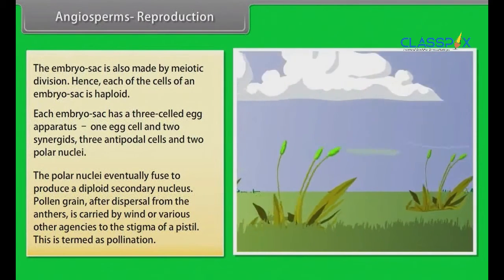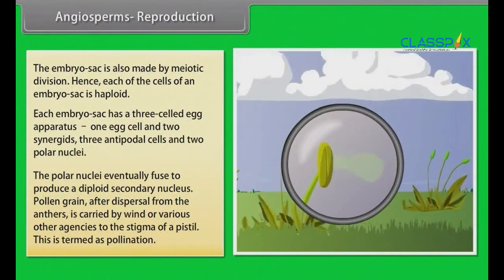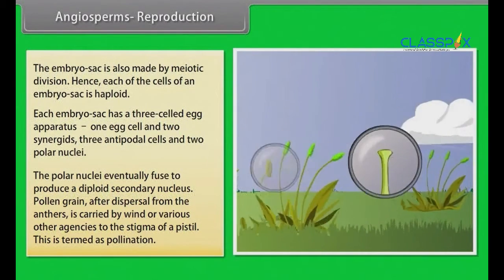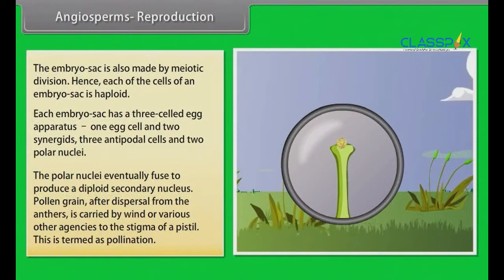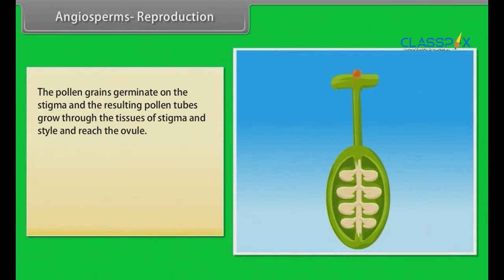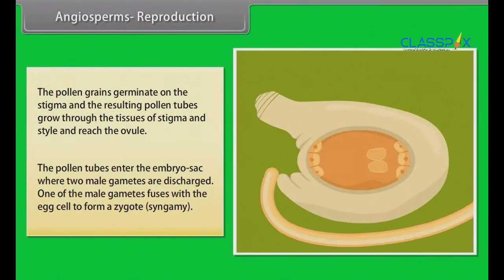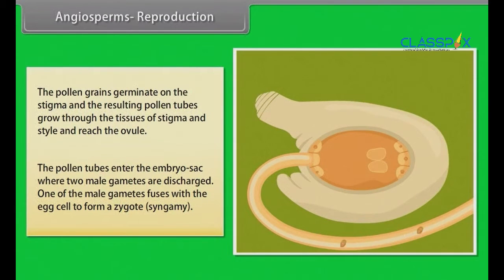Pollen grain, after dispersal from the anthers, is carried by wind or various other agencies to the stigma of a pistil. This is termed pollination. The pollen grains germinate on the stigma, and the resulting pollen tubes grow through the tissues of stigma and style and reach the ovule. The pollen tubes enter the embryo sac, where 2 male gametes are discharged.